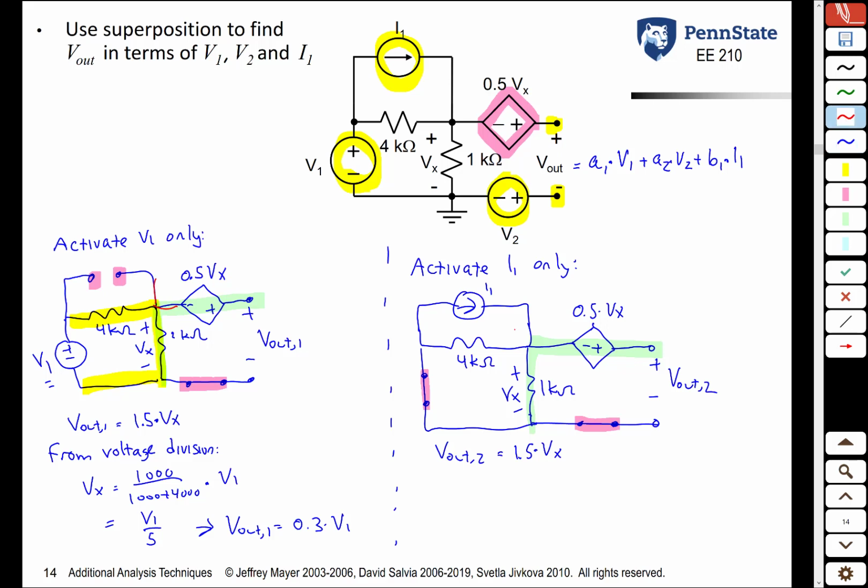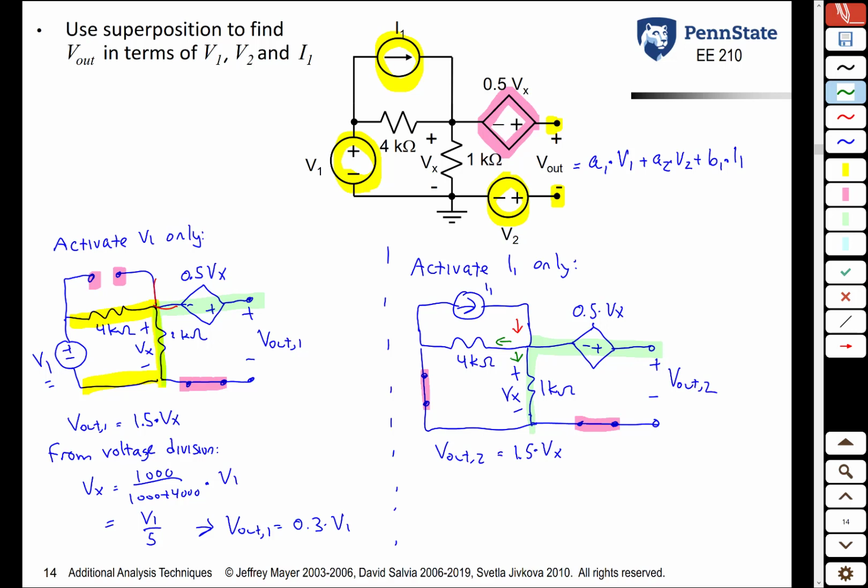If you look here, we know the current through this branch. It's I1. That current is going to branch into two different places. It can either go through the 4 kilo ohm resistor or it can go through the 1 kilo ohm resistor. It cannot go to the right through the dependent source because it's open circuited on the other end. So this is a classic current division situation.